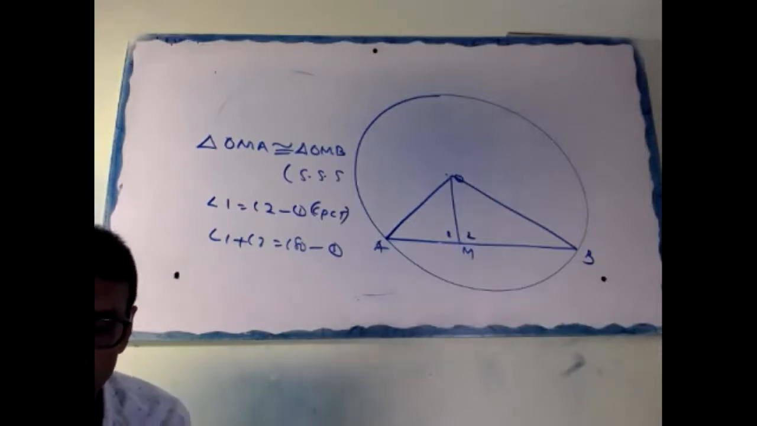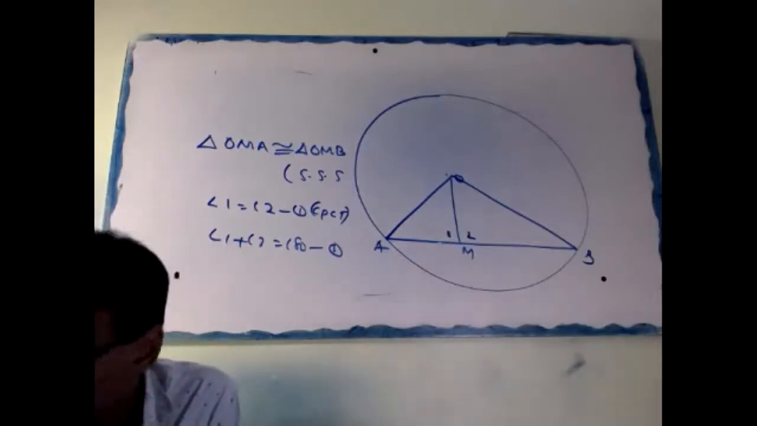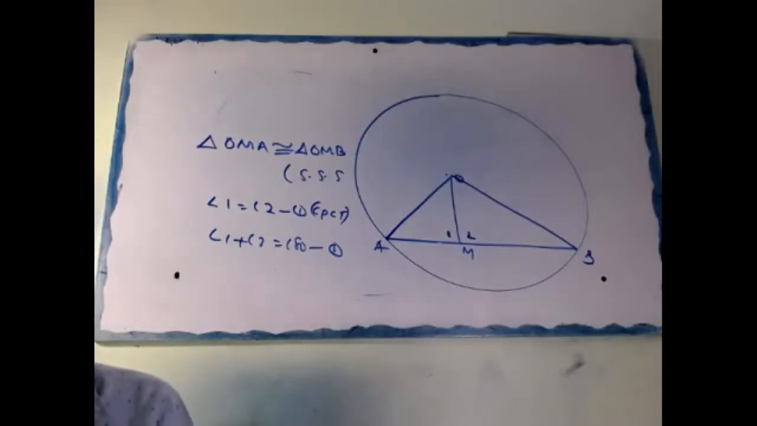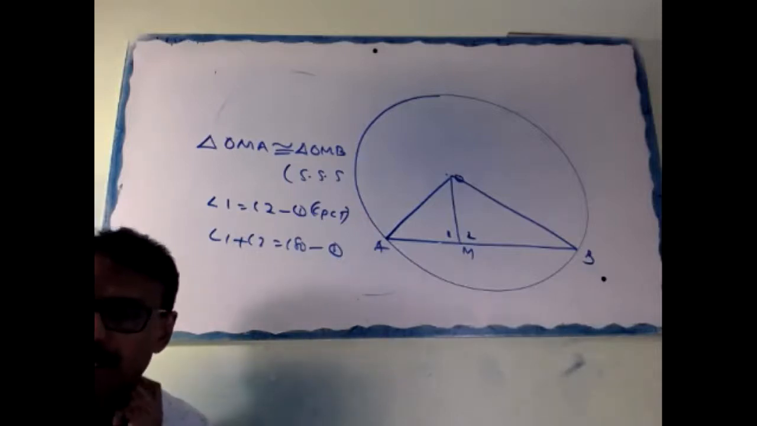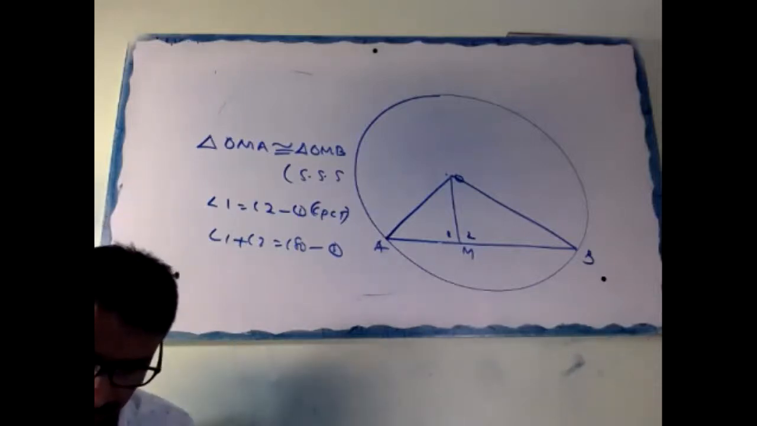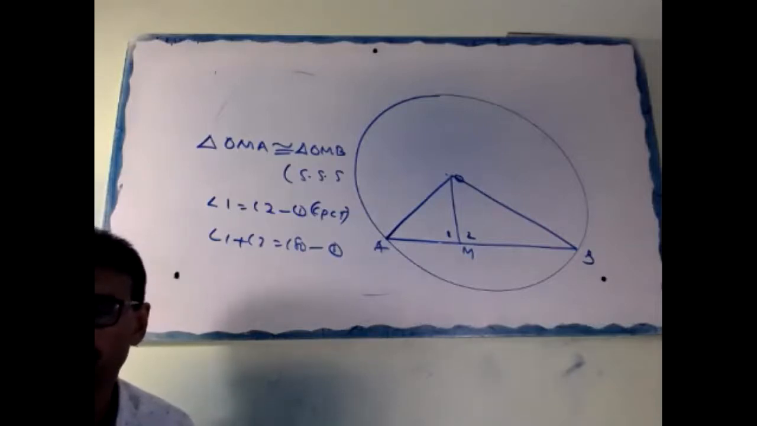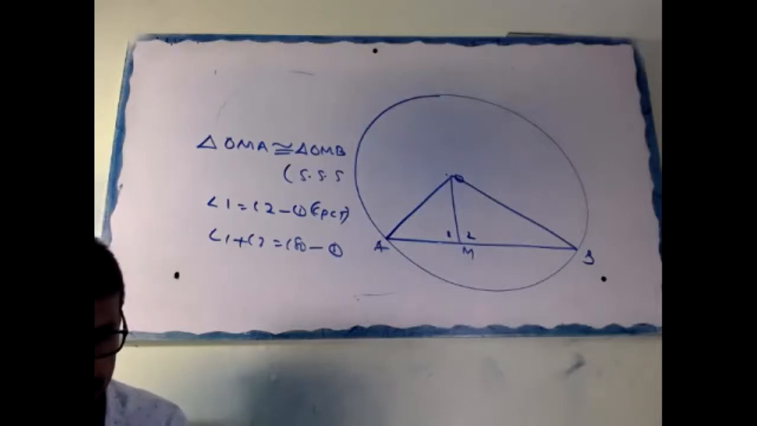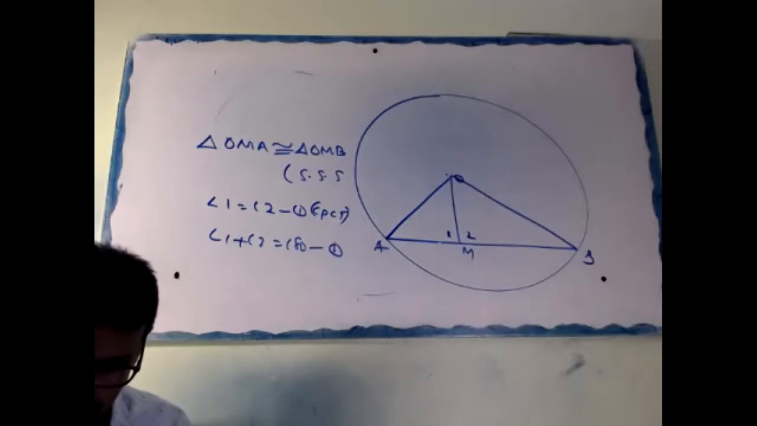Okay, finished. Now we are going to do questions about these two. Now listen here. Next question, write question number one. The radius of a circle is 13 centimeter.